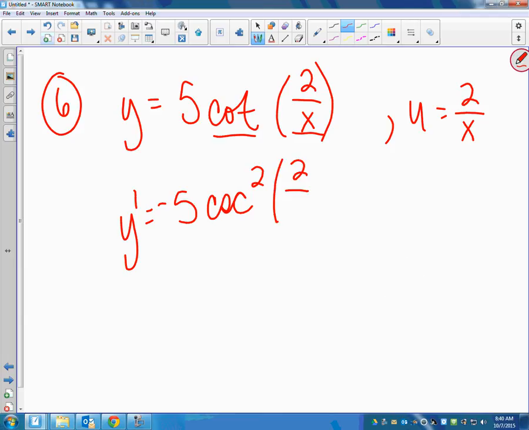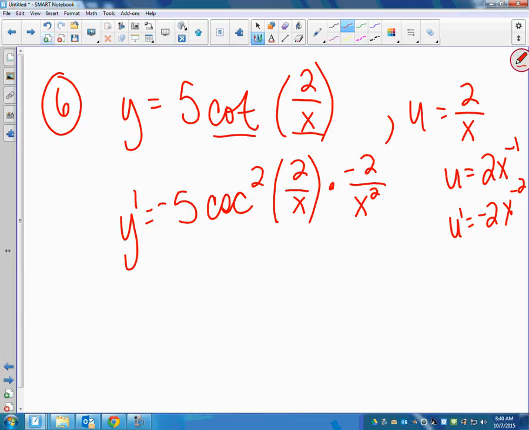Leave the inside alone, right? So that's my inside function, times the derivative of the inside, or in this case the derivative of u. If it helps, write that up as 2x to the negative 1. So your derivative of that would be negative 2x to the negative 2. So I'm just going to write that as negative 2 over x squared. Might as well move that back down.